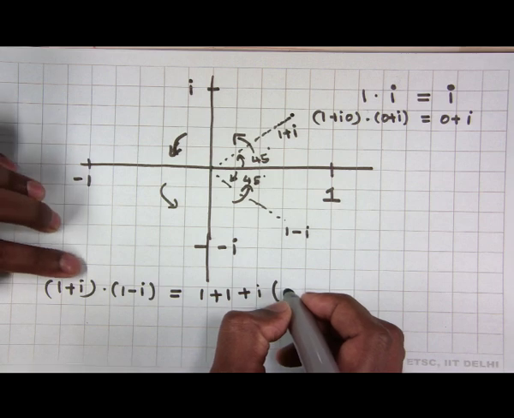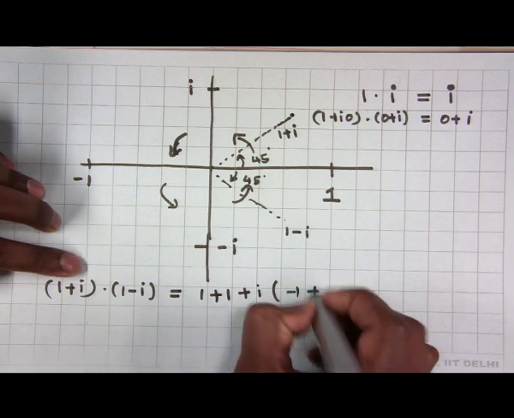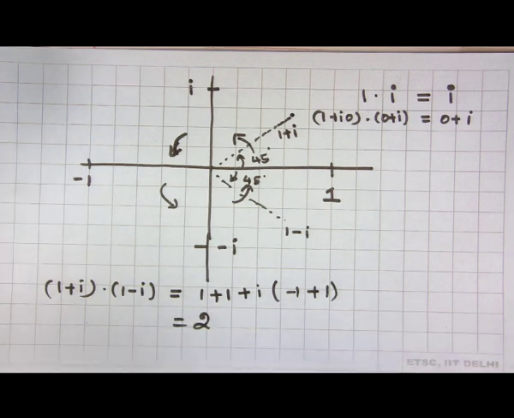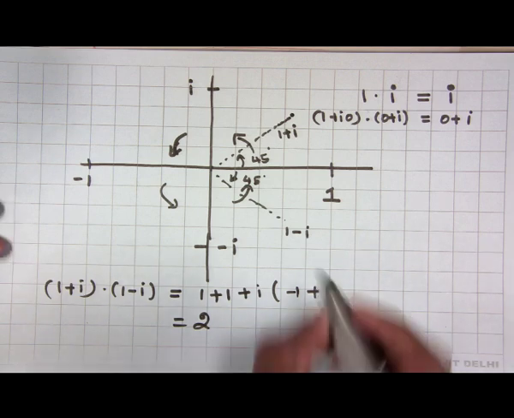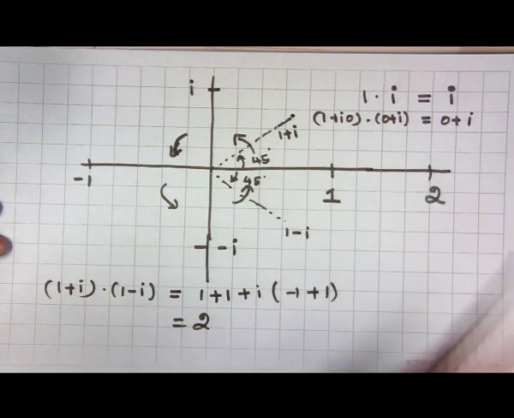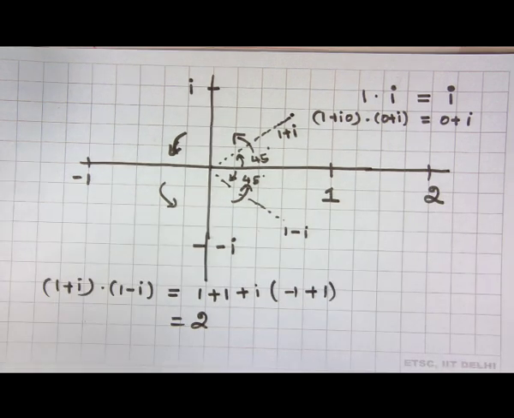So, this is minus 1 plus 1. So, basically what we see is that just 2. So, let us see what is the point we got, 2. So, what is the explanation?